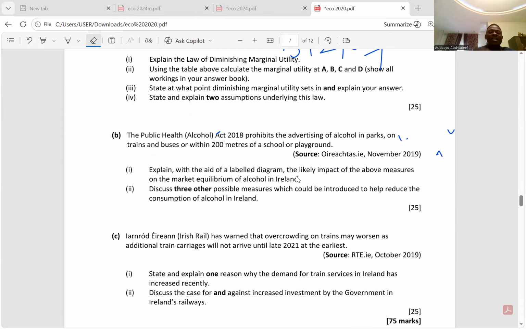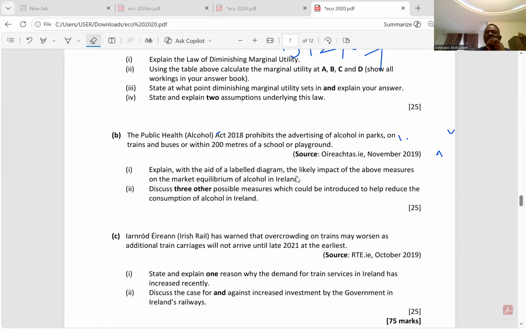Here they said the Public Health Alcohol Act of 2018 prohibits the advertising of alcohol in parks, on trains, and on buses, or within 200 meters of a school or playground. The first question says, explain with the aid of a labeled diagram the likely impact of the above measures on the market equilibrium of alcohol in Ireland.